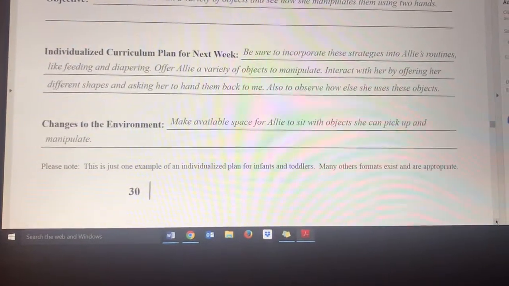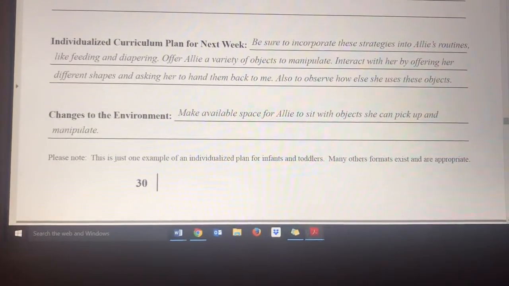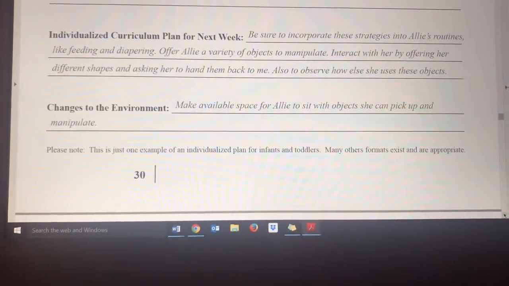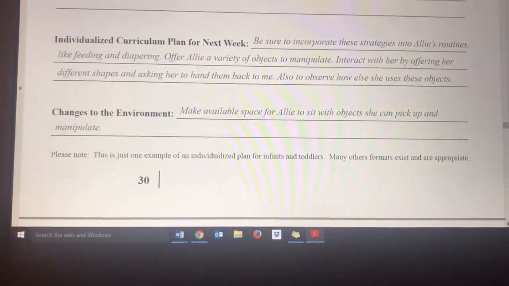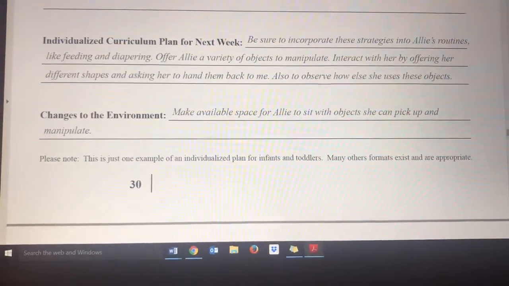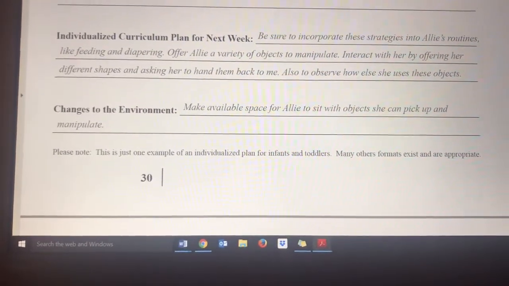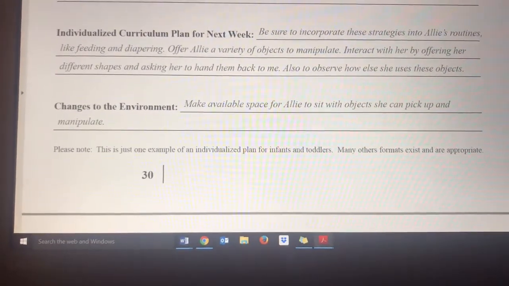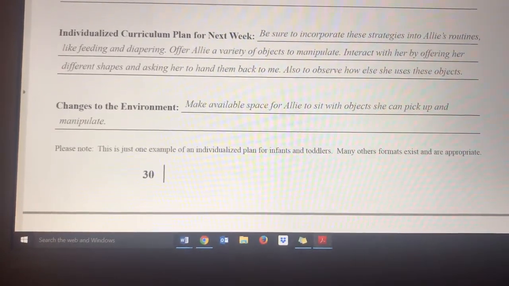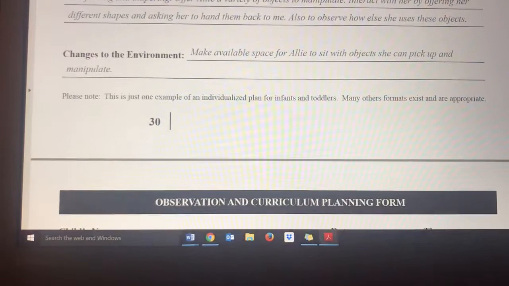If you have a child that might be a beginning crawler, you can help get them on their hands and knees and maybe start to help them rock. That's a pre-crawling skill. And so you're going to go through that. And then what are you going to move into for the next week? And then changes to the environment. So think about safety. Do you need to be in an area without other children around? Do you need to be in an area that is free of other debris, other items?